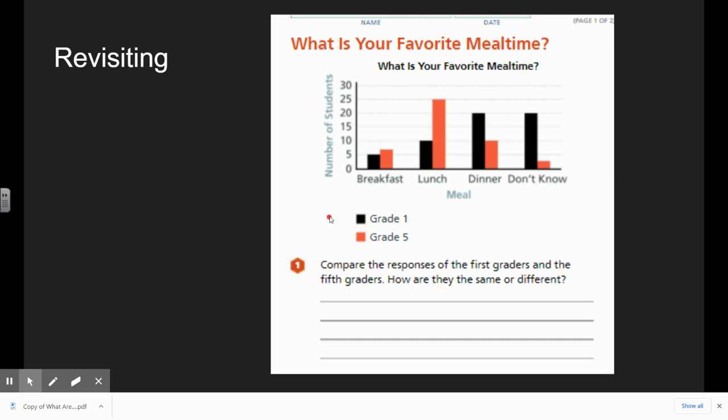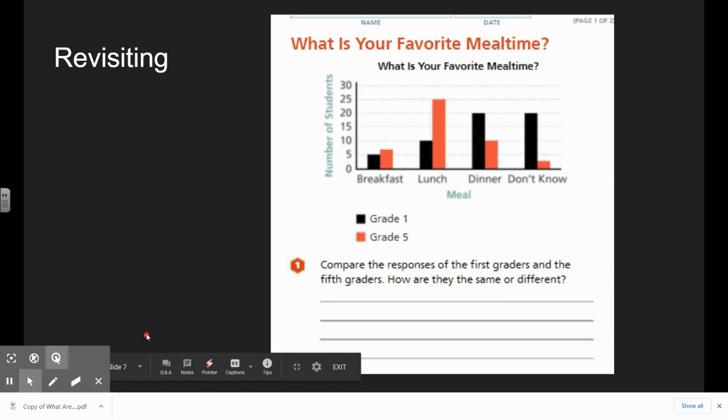Now we can use this information to think about the responses of the 1st and 5th grade students. How are they the same? How are they different? Take a look carefully and think about that. I think it's interesting that in both groups, some of them didn't know which meal was their favorite. That was the same. I think it's also interesting that many more 5th graders chose lunch as their favorite meal than the 1st graders, but 1st graders chose dinner as their favorite meal more than the 5th graders. So there are lots of different things you can say about the data, comparing it and looking at what's similar and different and making notes of those.